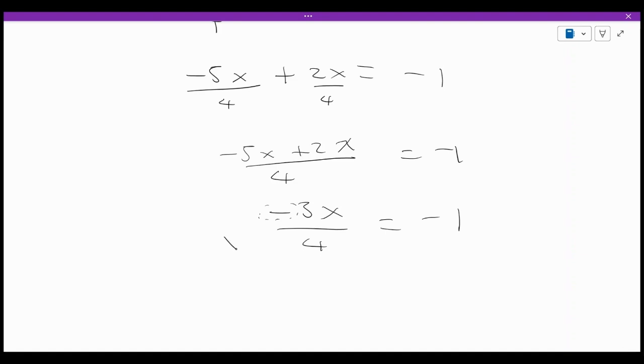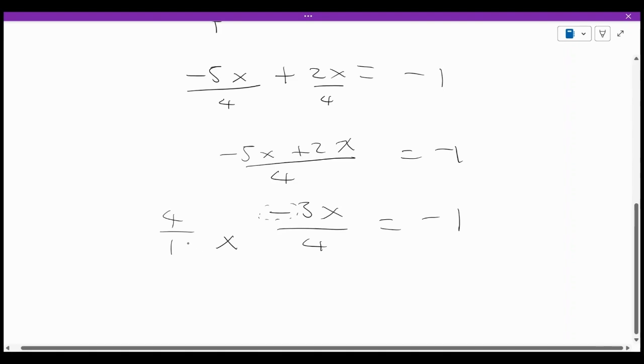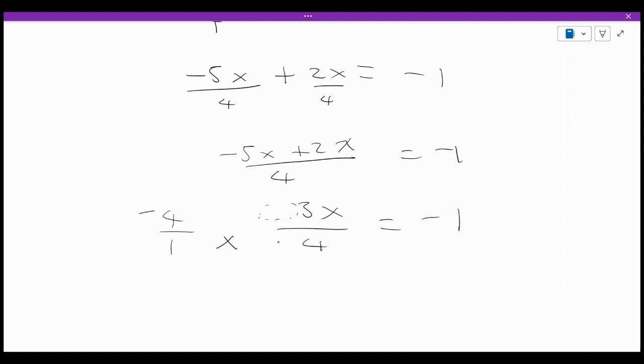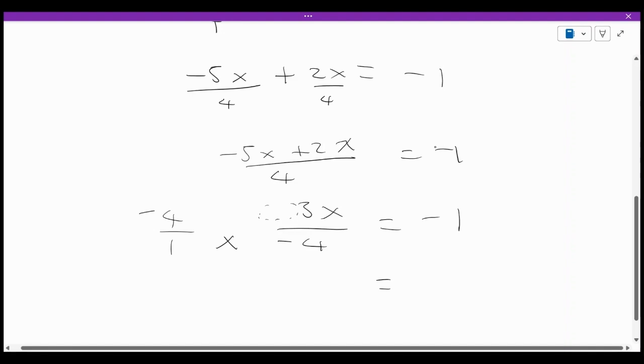Let me show you what I mean. Now, this 4, it's dividing here. We must get rid of it by multiplying. We can say multiply by negative 4, okay? Let's just move this negative to this side. We can say multiply by negative 4, and then what are we going to have?